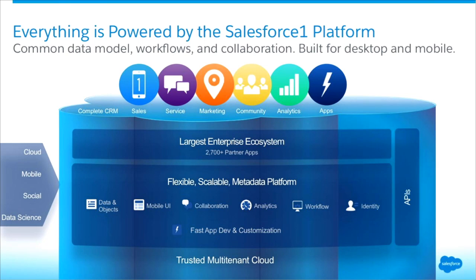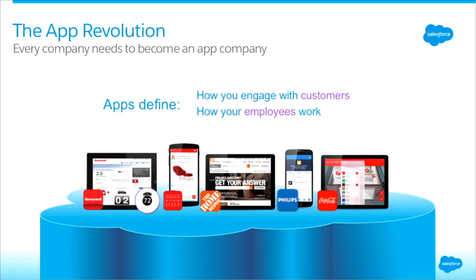And we've taken all these apps and brought them into the mobile age with our Salesforce One mobile application as well. And the reason we've done this is because we've seen there's been a massive app revolution, right? Every company now needs to become an app company. They need to think about how apps are engaging with their customers, how they're changing the way employees work, and how they're really redefining industries that we didn't think previously could be redefined by applications. You see some examples here: Honeywell, Home Depot, Philips, and Coca-Cola, all real traditional companies that are now revolutionizing their business. But isn't it really hard to build mobile apps, Dylan?